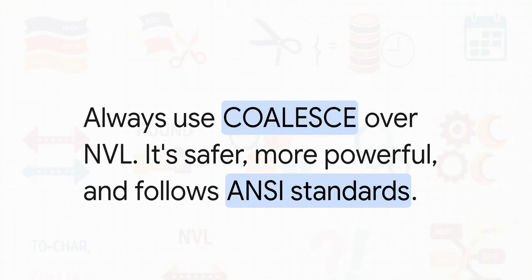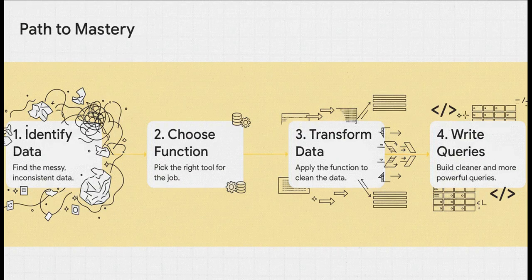Now, listen up, because this is a huge deal for anyone writing serious enterprise-level code. While NVL is easy, Coalesce is the industry standard. It's more flexible, it's safer with different data types, and, this is the big one, it's an ANSI standard. That just means it's a universal command. A query you write with Coalesce in Oracle will also work on other databases, like SQL Server or Postgres. It's portable.